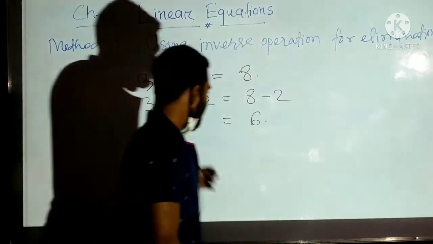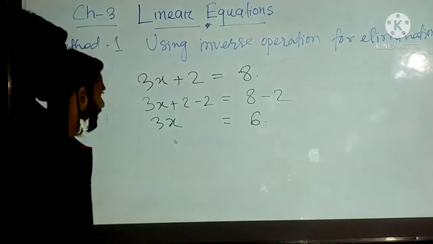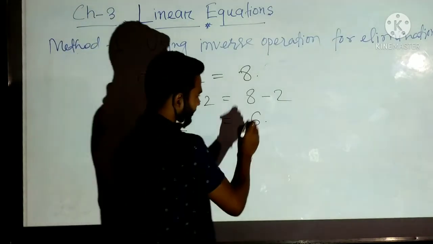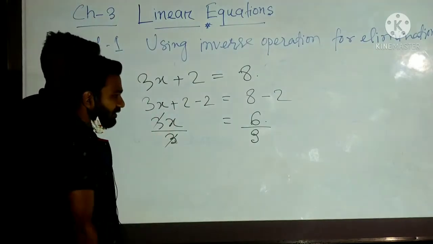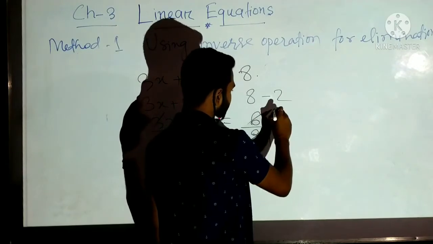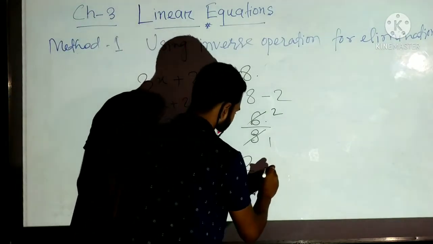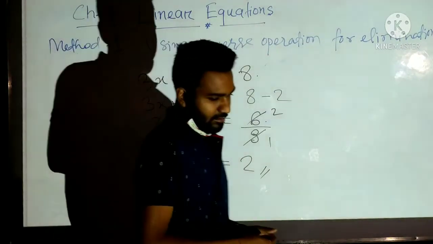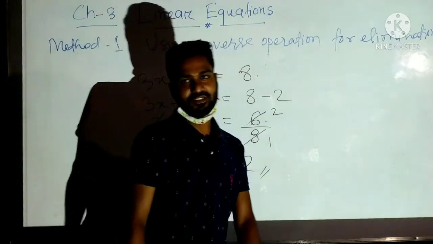The 3 is multiplied with x, so to eliminate it, what do we have to do? We have to divide by 3. So if we divide this 3x by 3, we have to divide the right hand side by 3. This 3 will get cancelled with 3, and if we divide, 3 ones are 3 and 3 twos are 6, and we will get x equals to 2. So in this way, by using inverse operation for elimination, we can find the value of the variable, that is, we can solve a linear equation.